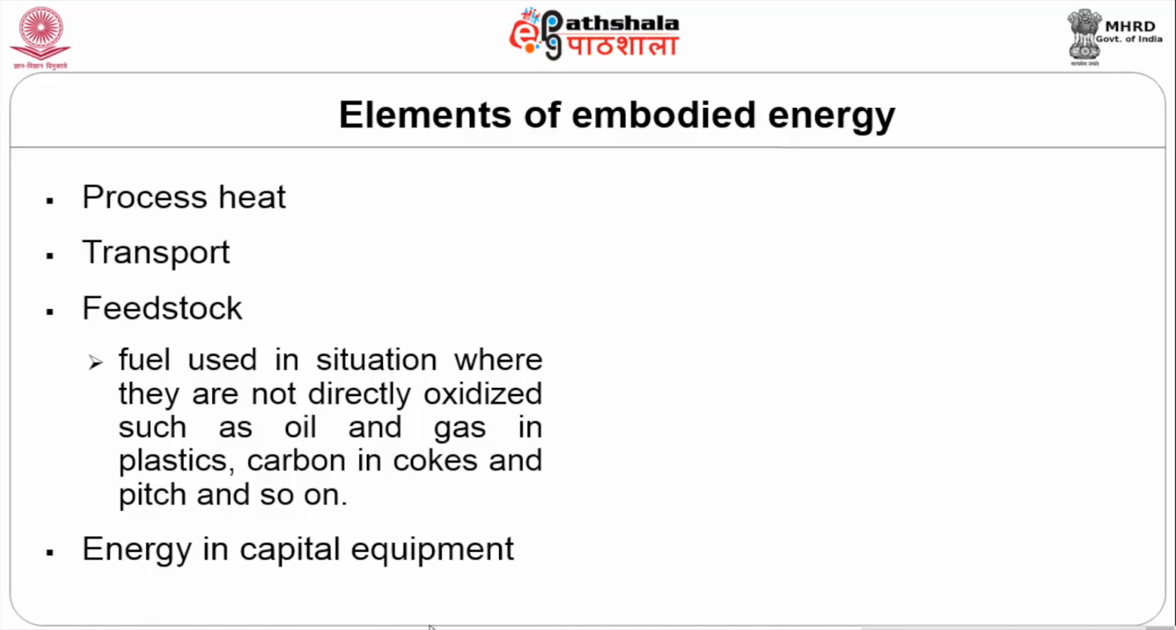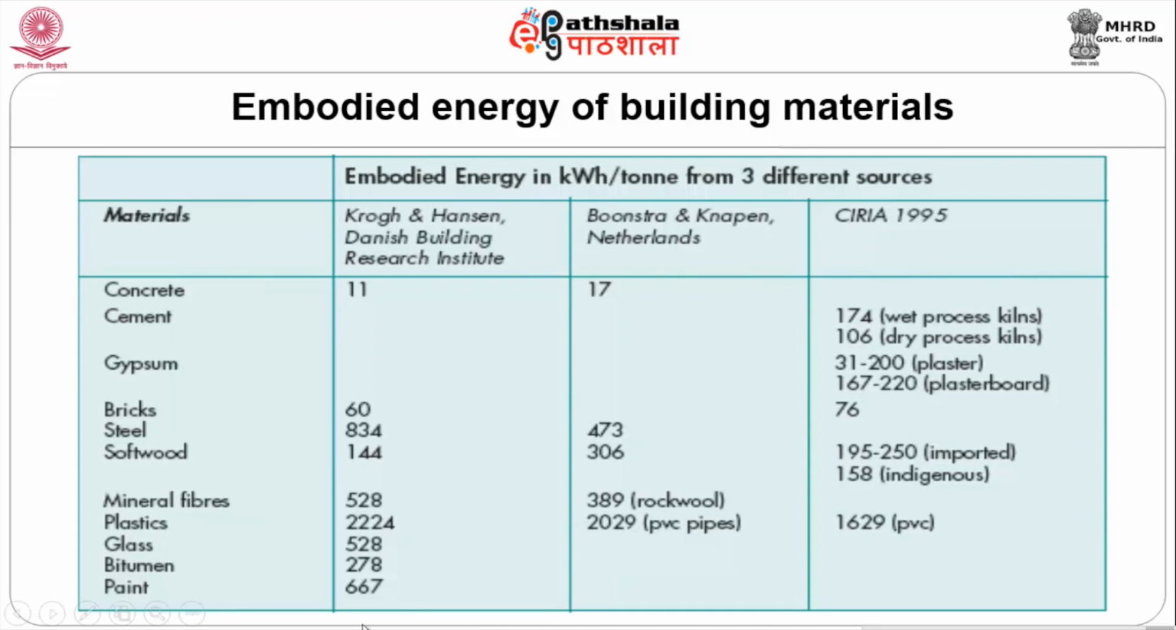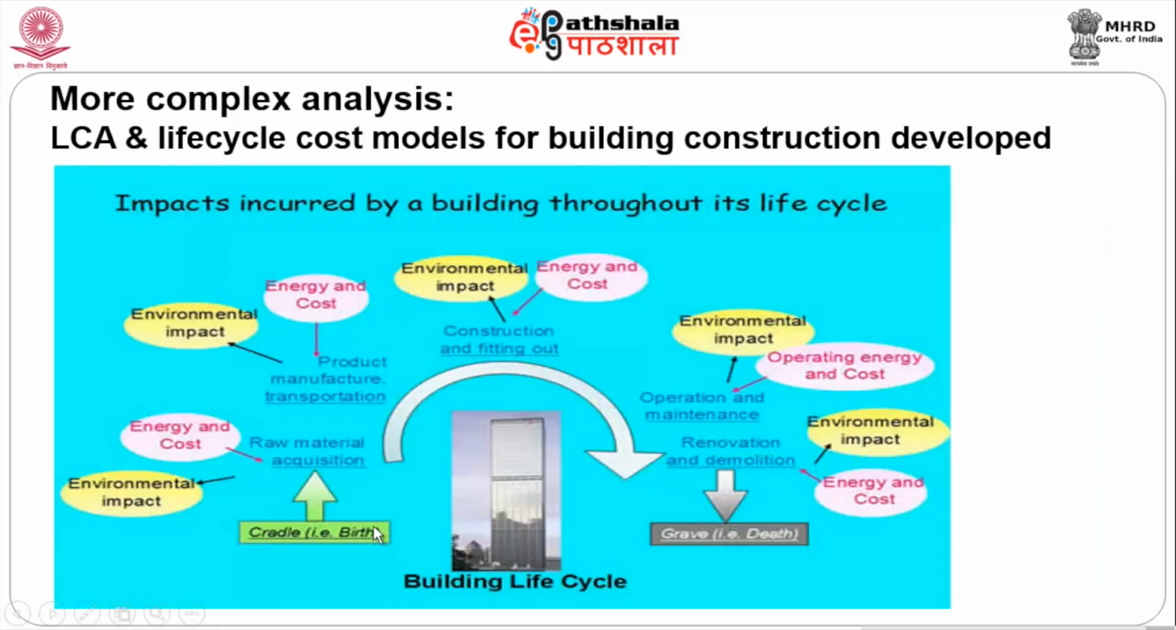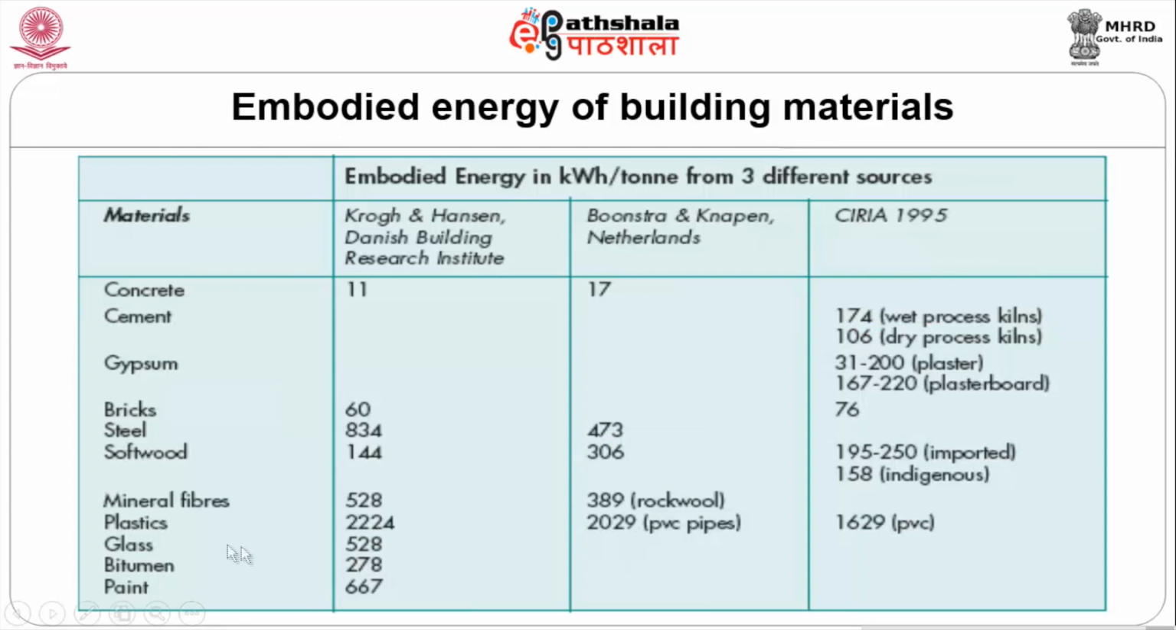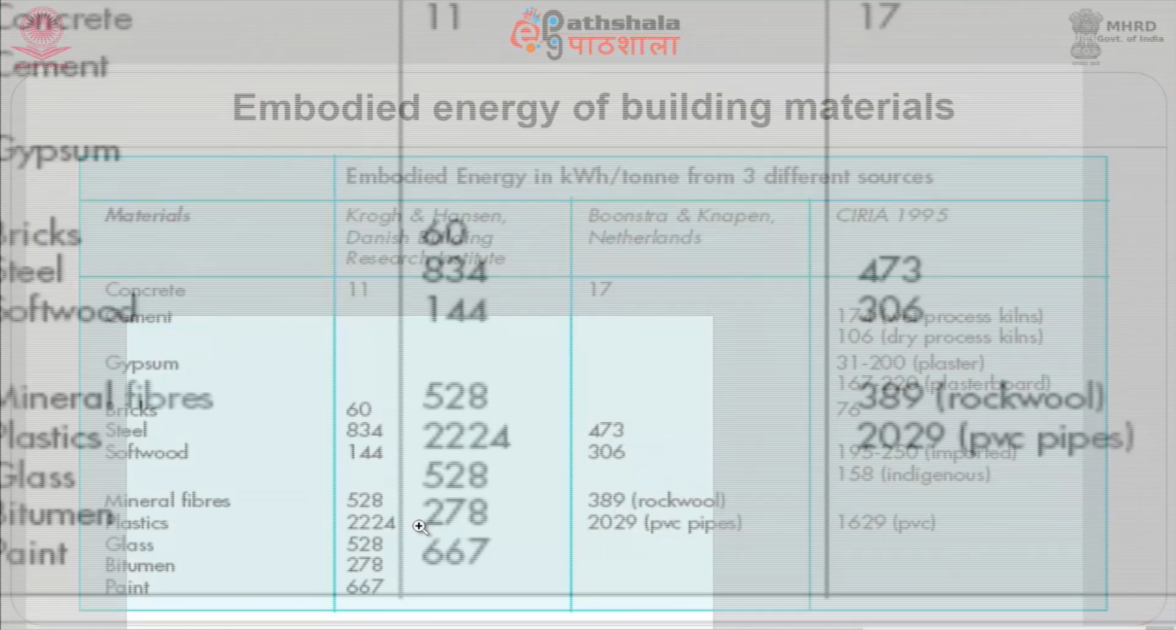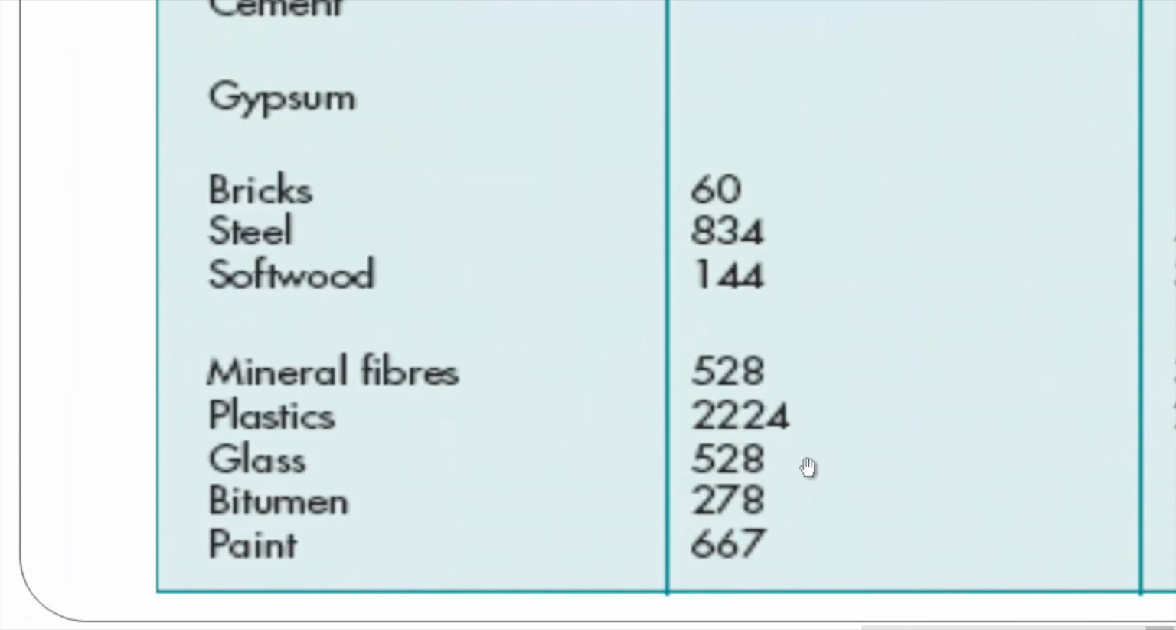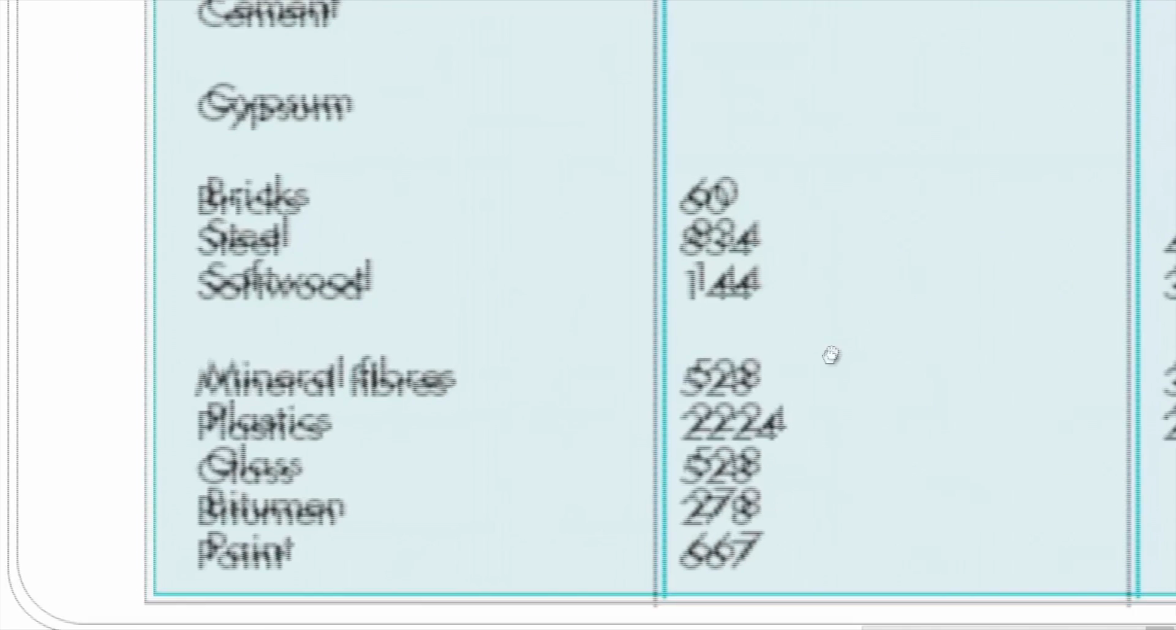Energy in terms of capital equipment for our countries. The embodied energy for concrete results in 11 kilowatt hours per ton. Gypsum, bricks is 60 and 470 in the Netherlands. Plastics give a higher value. And glass comes around 528, bitumen and paint come around 278 and 667.